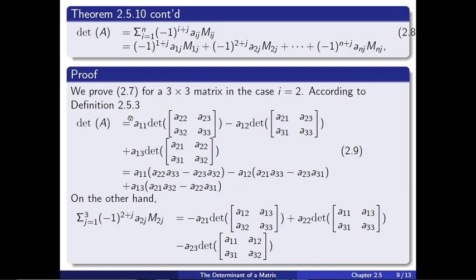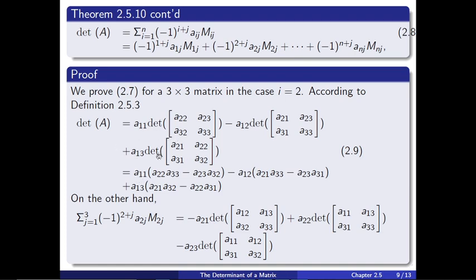So according to definition 2.5.3, which is the definition of the determinant of a general n by n matrix, it says the determinant of A will be equal to this. Here we are using the first row, right? The traditional, the first definition that we got, which talks about the row, and so that becomes the expansion using the first row.